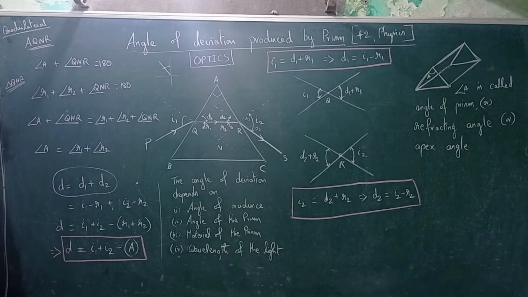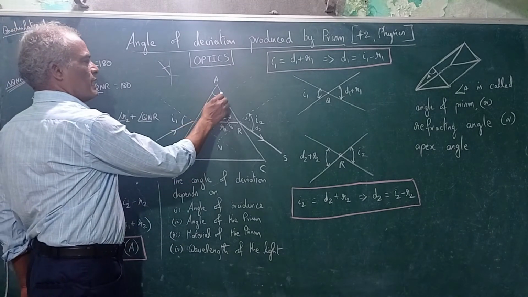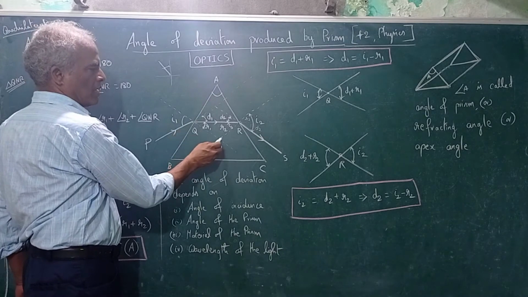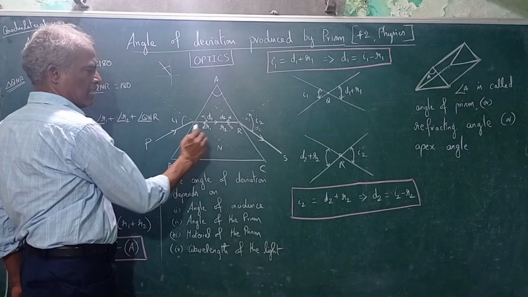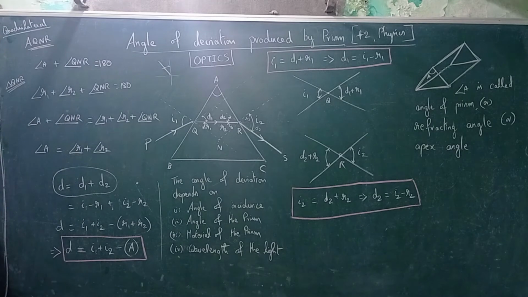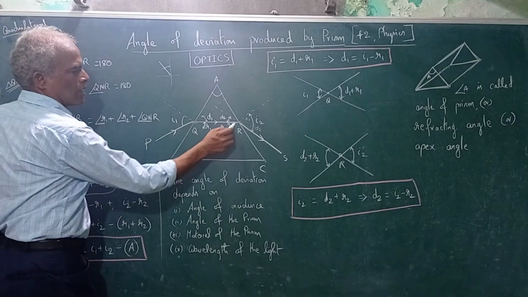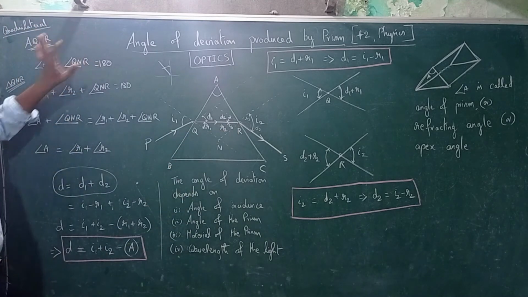If you complete that, you see a quadrilateral. So you all know that this angle A and Q, N, R, this angle N, if you add, you should get 180 degrees. That is the angle A, this angle, plus this bottom angle Q, N, R is 180.